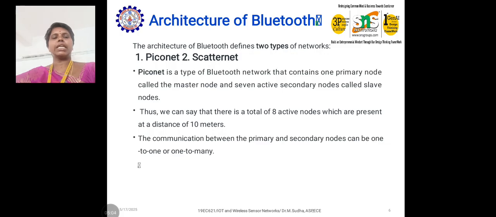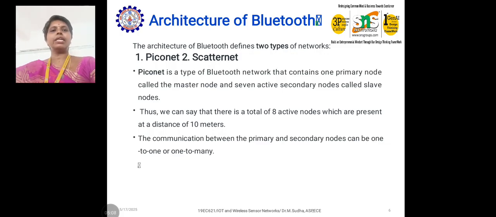Now we will see the architecture of Bluetooth. As said, it is majorly classified into piconet and scatternet. We will see piconet in detail. First, a piconet is a type of Bluetooth network that contains one primary node called a master node and seven active secondary nodes called slave nodes.